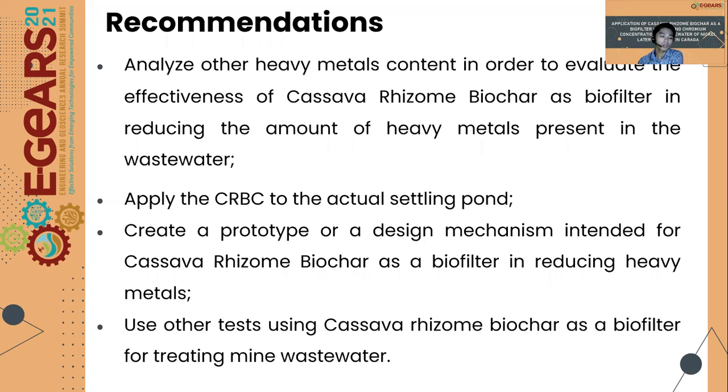For the recommendations of the study, first is to analyze other heavy metals content in order to evaluate the effectiveness of cassava rhizome biochar as biofilter in reducing the amount of heavy metals present in the wastewater. Next is to apply the CRBC to the actual settling pond. Third is to create a prototype or a design mechanism intended for cassava rhizome biochar as a biofilter in reducing heavy metals. And lastly, use other tests using cassava rhizome biochar or CRBC as a biofilter for treating mine wastewater.